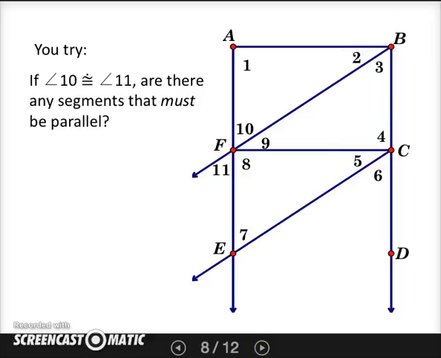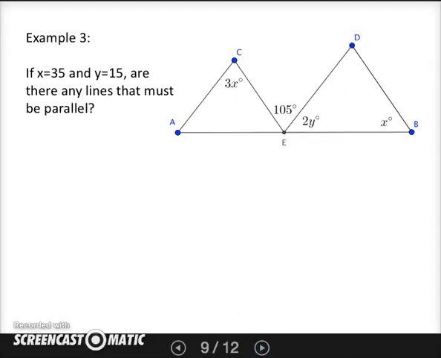You try another example. If angle 10 is congruent to angle 11, are there any segments that must be parallel?